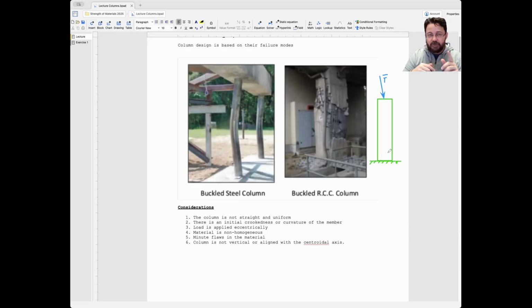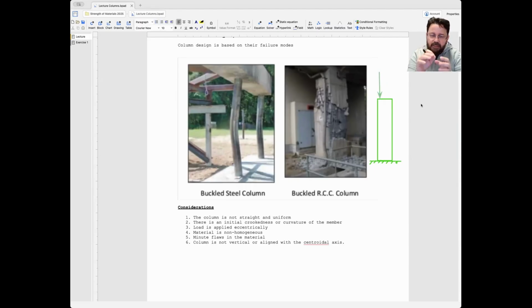So the load is applied centrically. An eccentrically applied load means that the load is, instead of being at the centroid of the member, or aligned with the centroidal axis of the member, then what happens is that the load is like this, kind of at one end, like this.